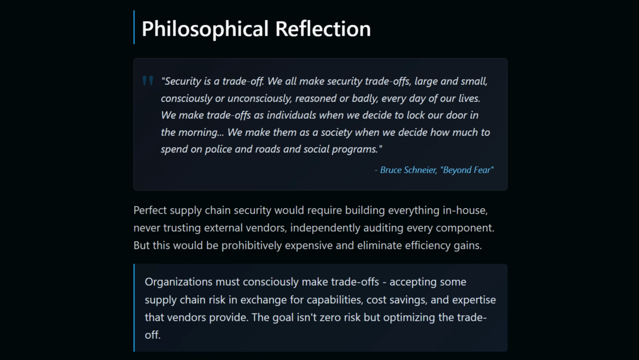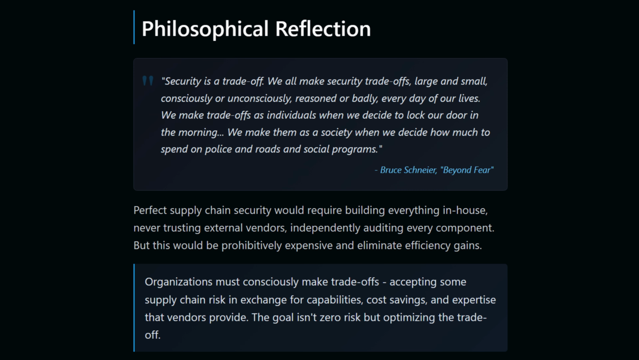There's a powerful observation from the security researcher Bruce Schneier. In his book Beyond Fear, he wrote, "Security is a trade-off. We all make security trade-offs, large and small, consciously or unconsciously, reasoned or badly, every day of our lives. We make trade-offs as individuals when we decide to lock our door in the morning. We make them as a society when we decide how much to spend on police and roads and social programs." Schneier articulates that security is never absolute. It's always a trade-off against cost, convenience, functionality, and other values. This principle applies directly to supply chain security.